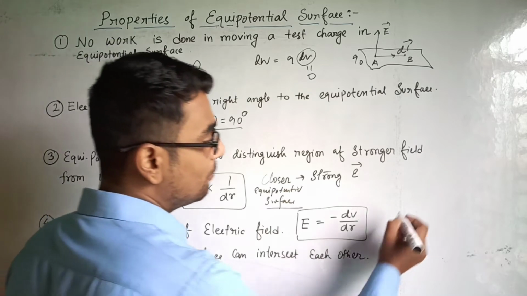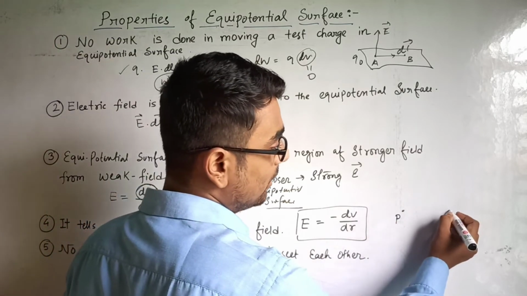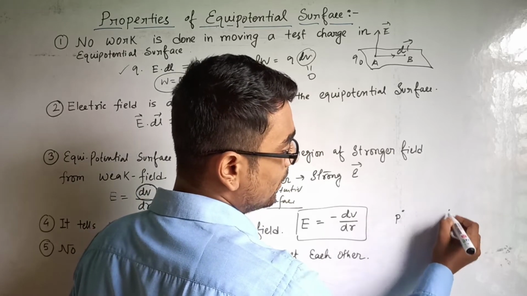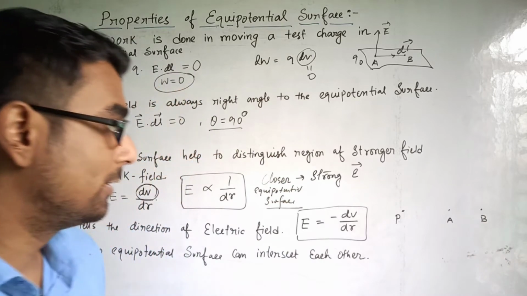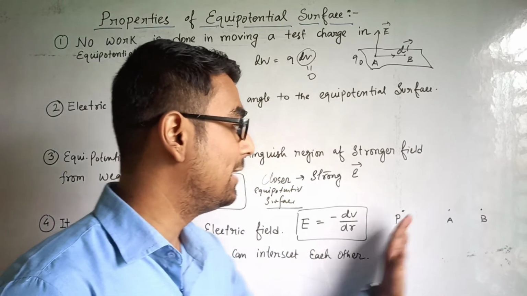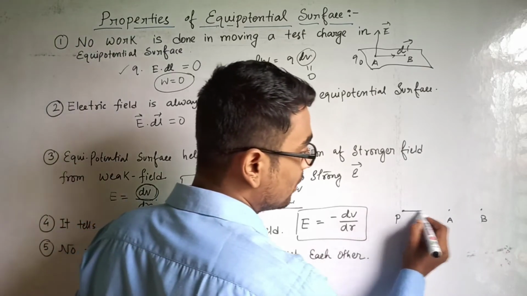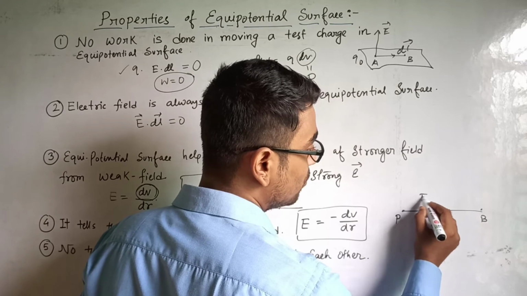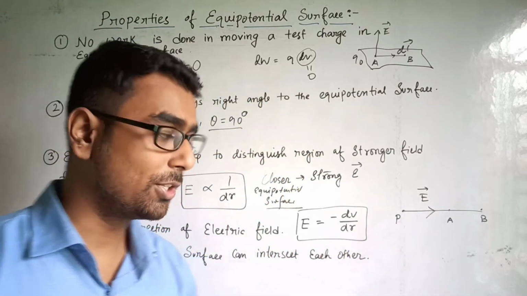That means if we take one point here, P, and at a further point, B is much further than the point P, then the potential will decrease in moving from A to B. So the electric field will be directed toward this, in the direction of decrease in potential.